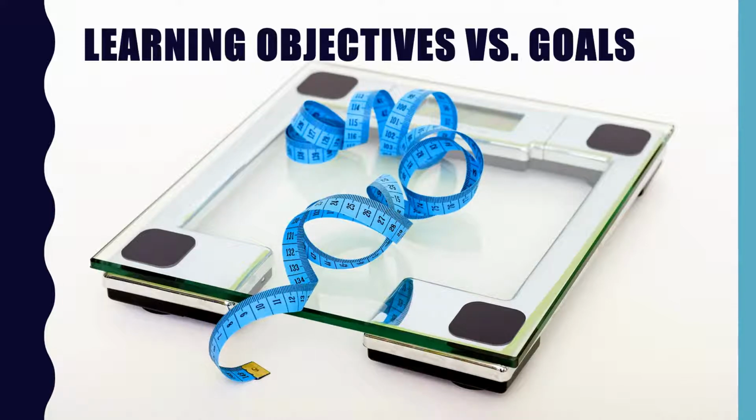Objectives, unlike goals, are specific, measurable statements. Goals are broad statements of intent and can contain multiple objectives. For example, saying you plan to lose weight as a New Year's resolution is an example of a goal. Saying you plan to lose 15 pounds in 6 months as your New Year's resolution is an objective.